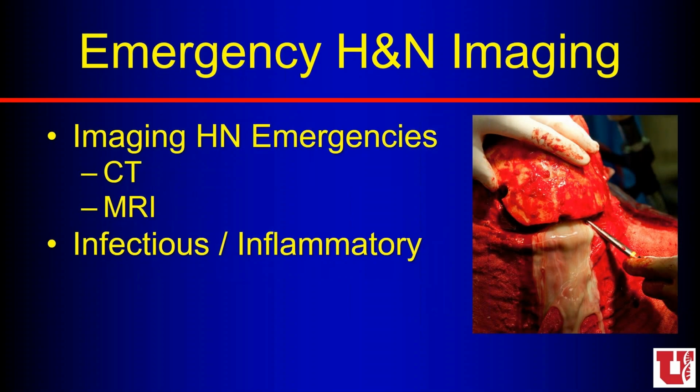So that is a review of emergency head and neck imaging and some very different and varied areas as we think about the upper digestive tract, the paranasal sinuses, the skull base, the cervical soft tissues. We think about them very differently, but it's a great kind of review, and we see how CT and MRI are complementary and help us evaluate these complex areas.